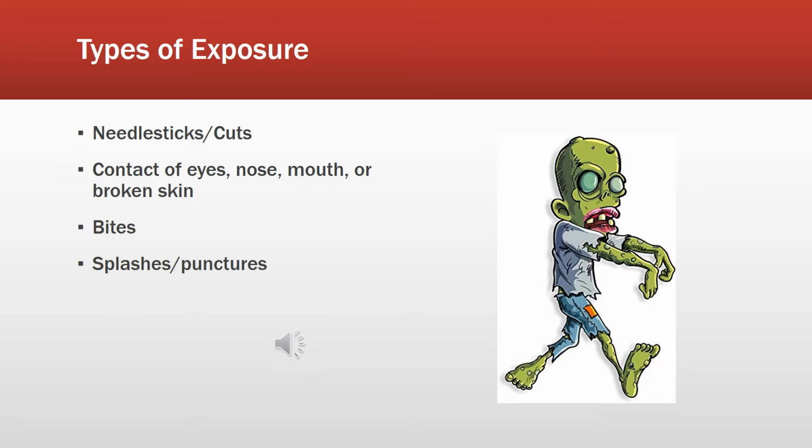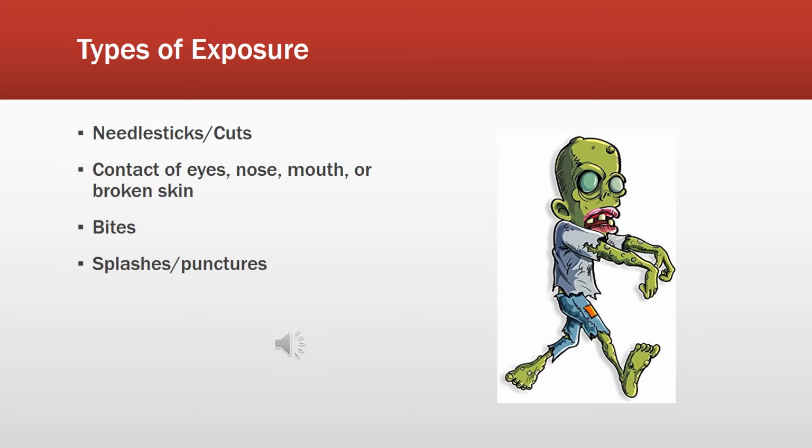When I talk about types of exposure in the workplace, I like to relate it to zombie movies, because just like everybody in the zombie movie, they want to avoid being infected by that particular virus. And how that's done is because it gets directly introduced into that person's bloodstream. So if we think about ways at work that could happen to us, through needle sticks, cuts in our skin, those infectious materials could come in contact with the mucous membranes of our eyes, our nose, our mouth, broken skin.